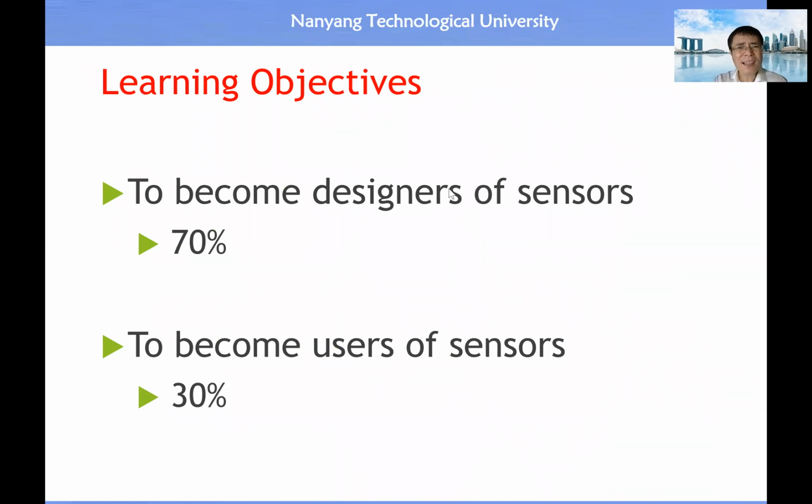Right, then you may want to know what the learning objective of this course is. The primary objective is for you to become a designer of a sensor. Sensor means a sensing and measurement system, right? And the secondary objective is for you to become a user of a sensor developed by others, all right? So this should be the learning objective for you to remember, all right?